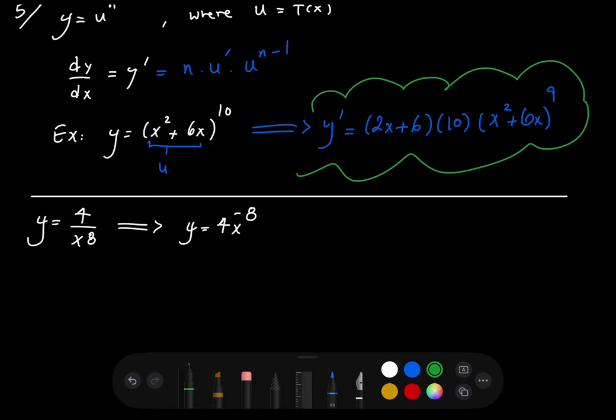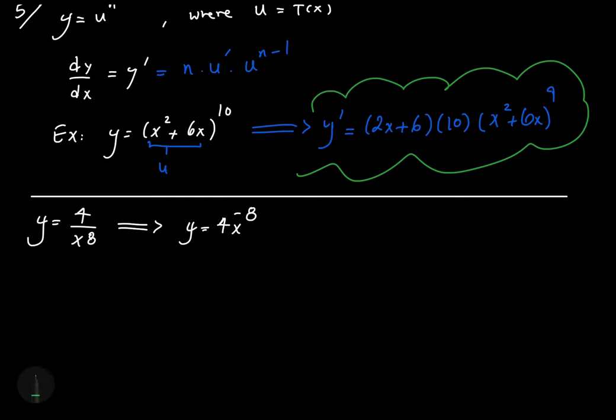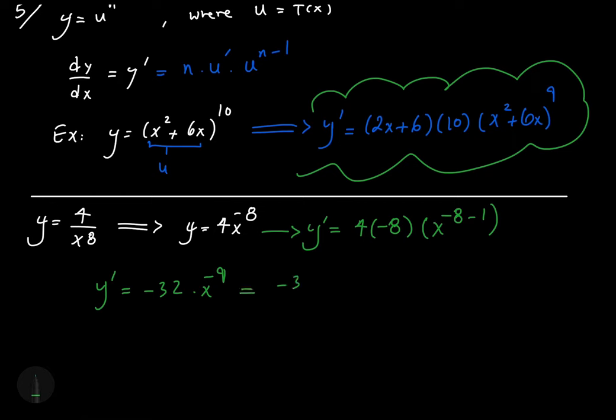And now you can use rule number 4 to take the derivative of this function. So y prime is going to be 4 times negative 8 times x raised to the power of negative 8 minus 1. So here y prime is simply going to be negative 32 times x raised to the power of negative 9. And you can even write this as negative 32 divided by x to the power of positive 9.